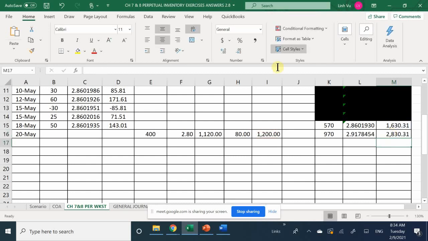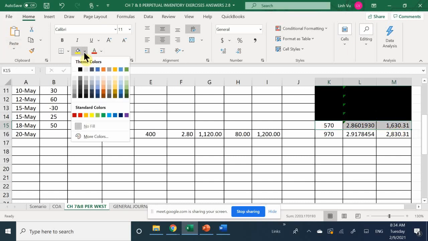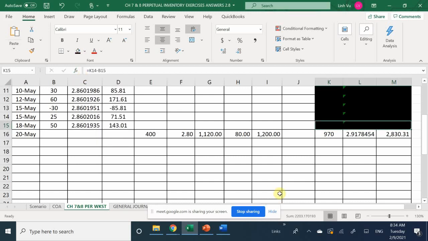2831. And lastly, what is my new average cost per item? 2.917845. As you can see, Excel has picked up a pattern, so it just automatically calculated for me. That's what's cool about Excel too. If you don't intentionally put in the formula, Excel can recognize what it is, or if you've already pulled the formula down all the way through the cells, it will just automatically calculate for you. But there you go. Good.